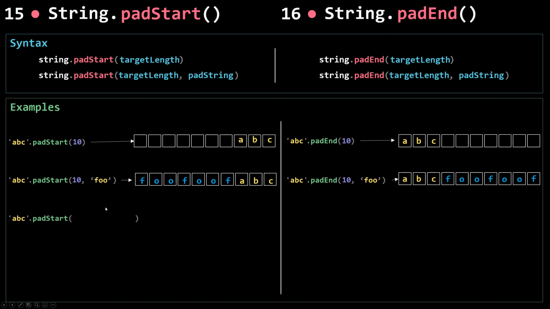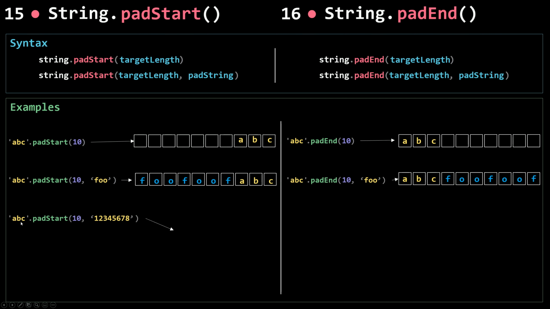Now let's go to another example where I pass in a long padString here. So if my original string was padded with this string here, it will go over my target length. So in this case, what padString will do, it's going to truncate this string here.